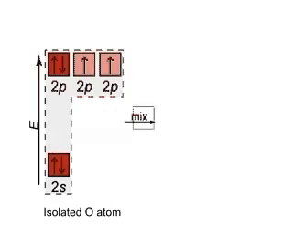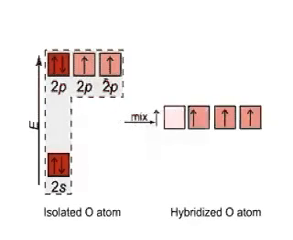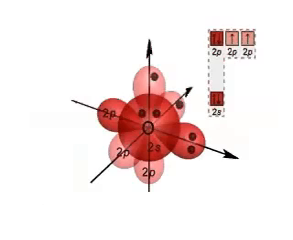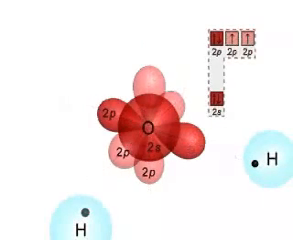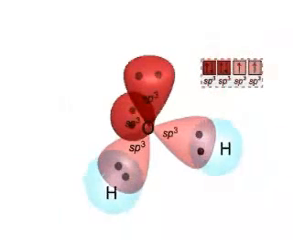The 2s orbital of the central O atom mixes with its three 2p's and becomes four sp3 hybrids, but now two of the hybrid orbitals are filled with lone pairs. In the water molecule, the oxygen has undergone sp3 hybridization. Two of the sp3 orbitals are filled with lone pairs, and the H atoms overlap the other two to form two O-H bonds.